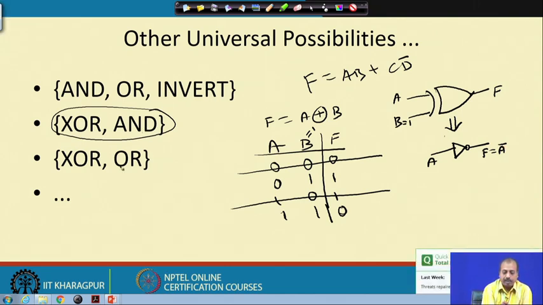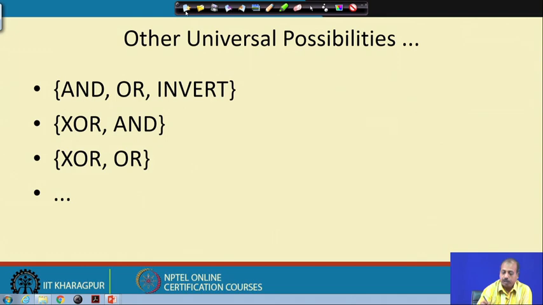Now, if I have an infinite supply of XOR and AND gates, I can realize the OR gate also. For example, I have to realize A or B. For getting A or B, I can write it like this: A bar dot B bar whole bar. Now, for getting this A bar, I can use one XOR gate, with one of the inputs equal to 1. So, A is applied here.